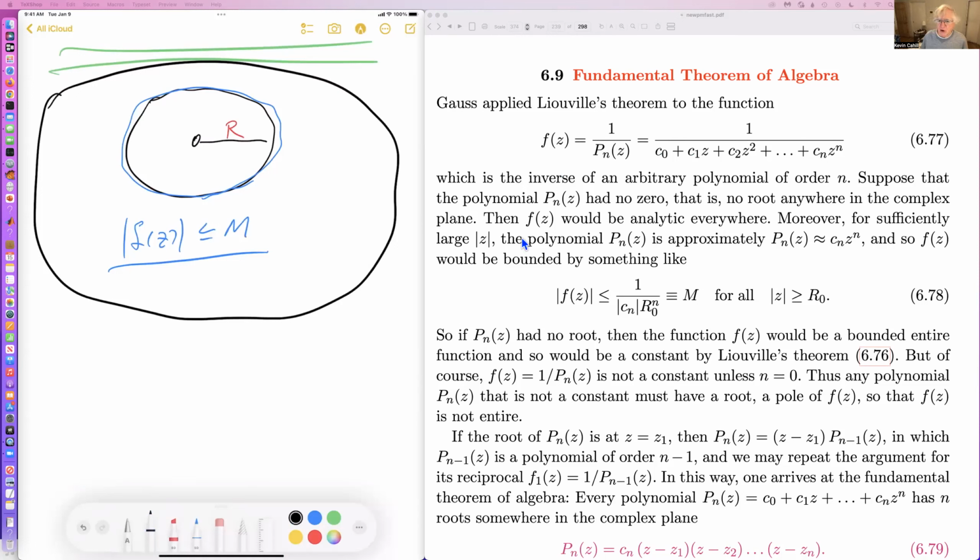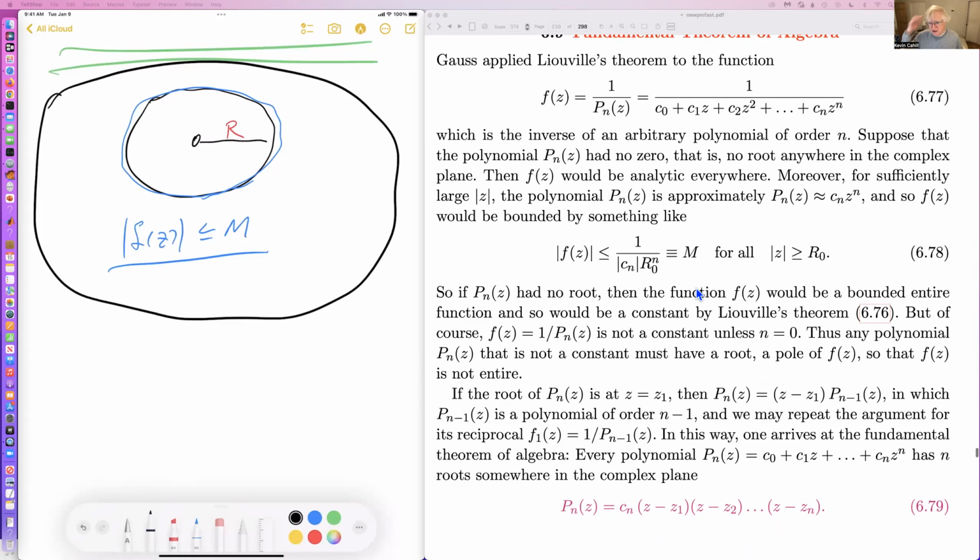And moreover, if you let the absolute value of z be big, then the absolute value of f would be small, and you could say, in fact, that it was bounded for z outside some disk or outside some circle. And so it's bounded by M. But the conclusion of that by Liouville's theorem is that f would have to be a constant. And on the other hand, f is obviously not a constant because it's an inverse of an nth order polynomial. The conclusion is that p has a root.